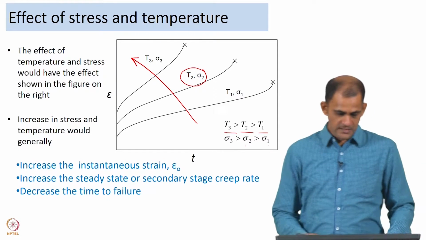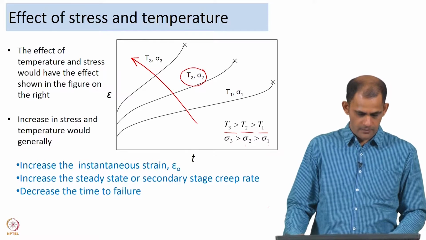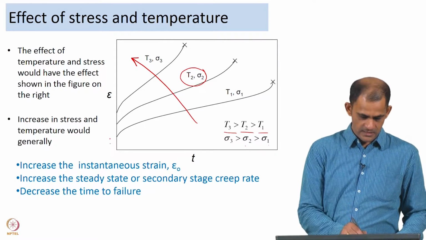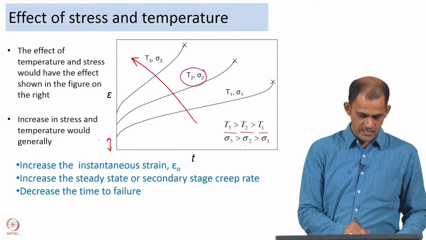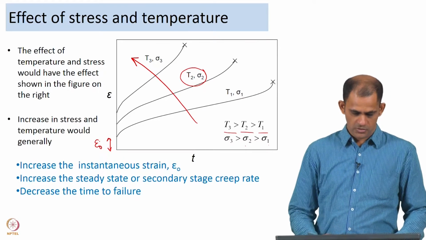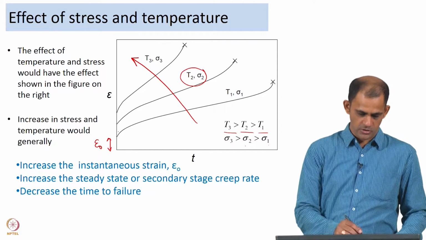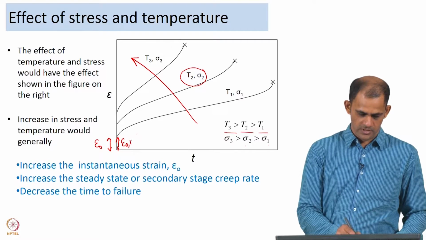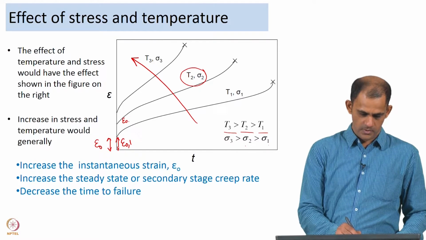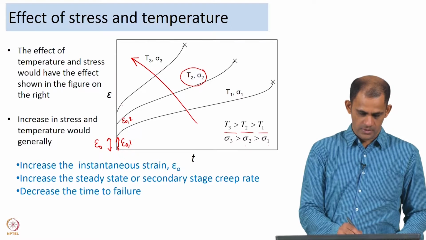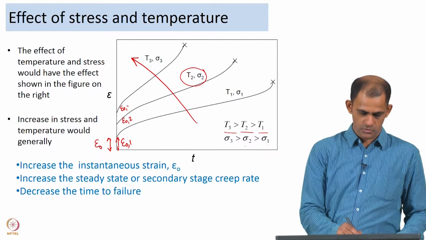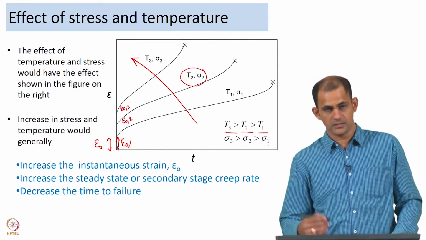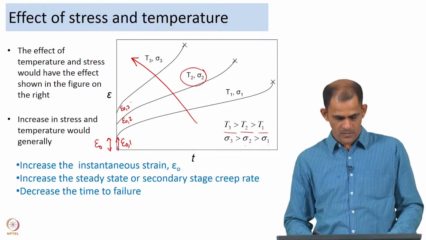These are the following things that are happening. When you increase the stress and temperature, the first thing that we notice is an increase in the instantaneous strain epsilon naught. This is corresponding to curve 1, epsilon naught 1, this is corresponding to curve 2, epsilon naught 2, and this corresponds to epsilon naught 3. So, as you increase the stress and temperature, the instantaneous strain is going to increase.